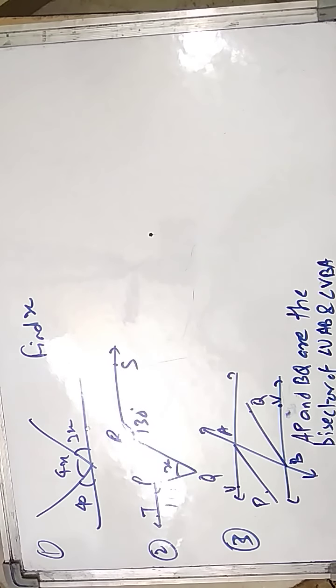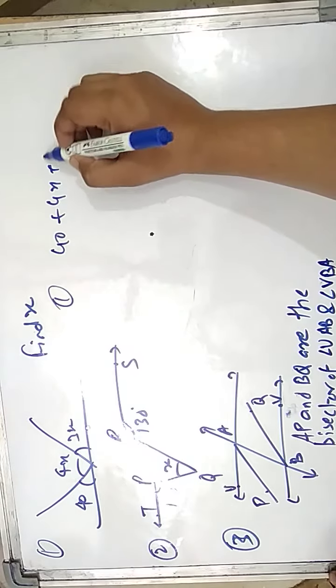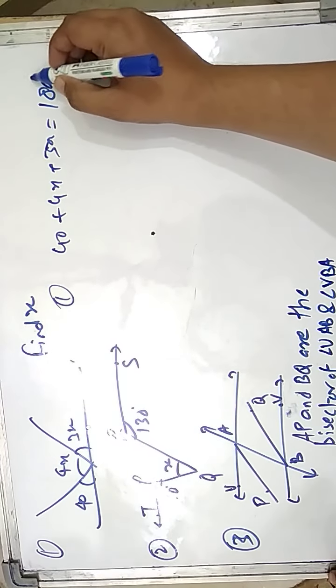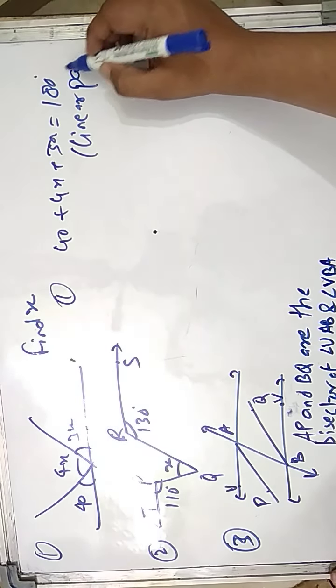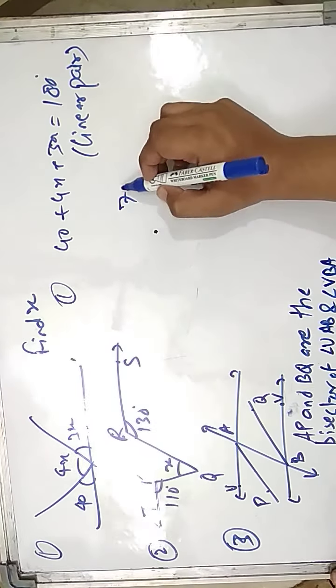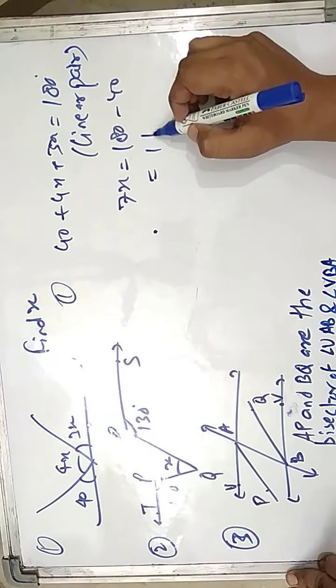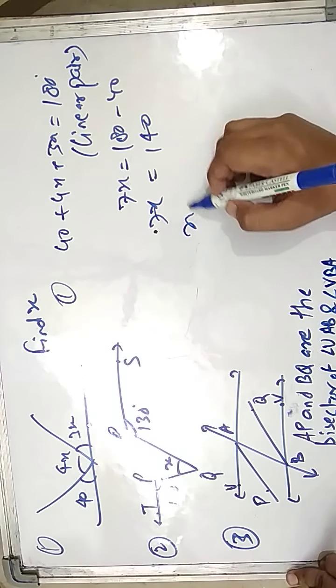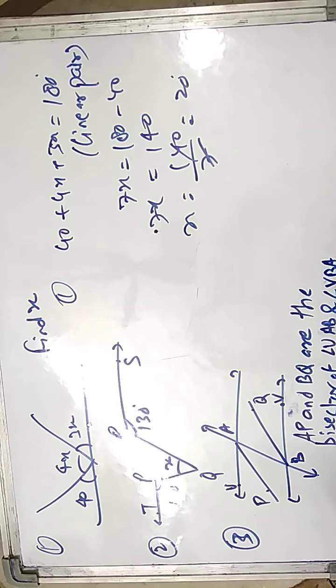The first problem is we have to find x. The working of the first is 40 plus 4x plus 3x is equal to 180, by sum of linear pair. So 7x is 180 minus 40, it is 140. 7x is 140, so x is 140 upon 7, it is 20. It is the value of x. Okay, so now class, see the next problem.